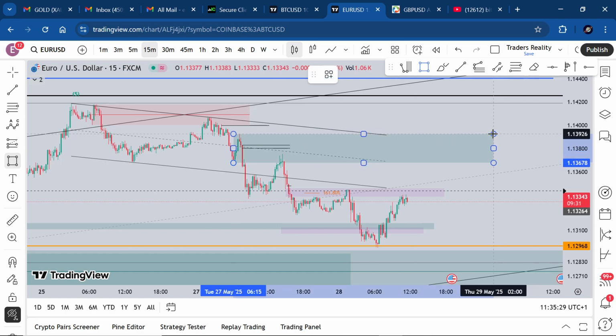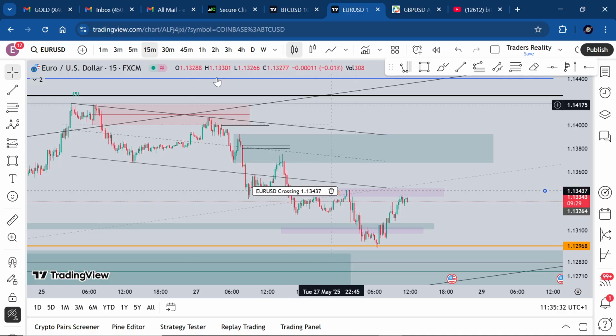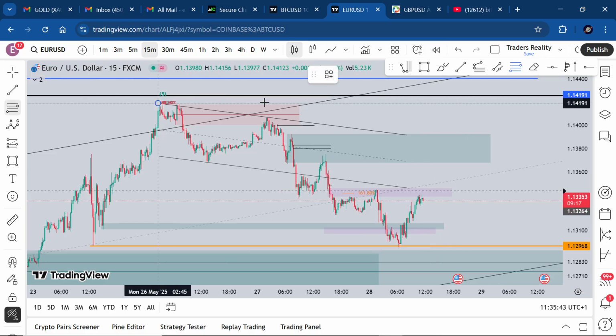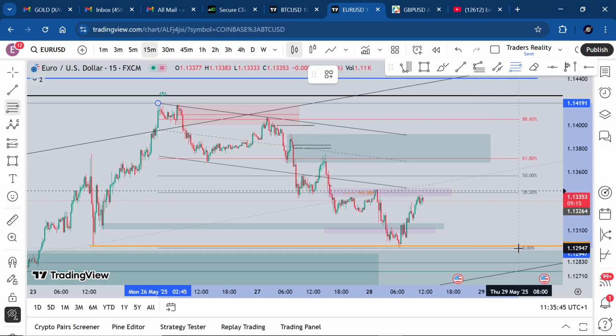Because just like the pound, this is corrective in a WXY or an ABC. We're looking for the same thing to correct it back up, come to one of the fib levels. At least 0.382 is a bare minimum.